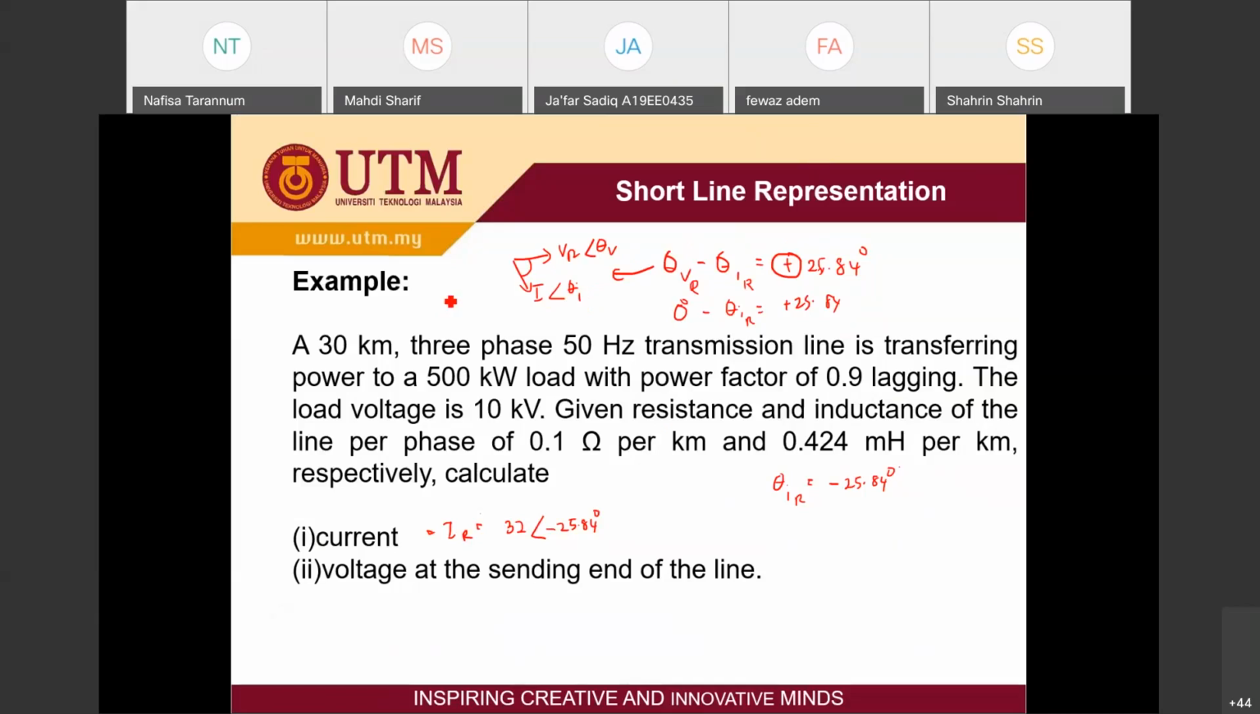For the leading power factor, this is your VR, and this is your I, which is theta I. Leading means the current is leading the voltage, so theta I has a higher value than theta V. That's why for the leading power factor, the difference between voltage and current angle is negative.